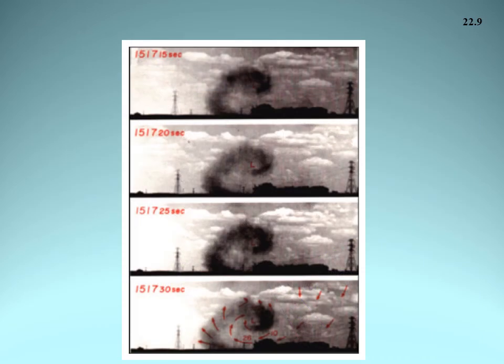This gives you an idea of how these rolls can actually hit the ground and then go back up and spiral a little bit. You do not want to be in one of these downbursts or microbursts, especially if you're in an airplane.